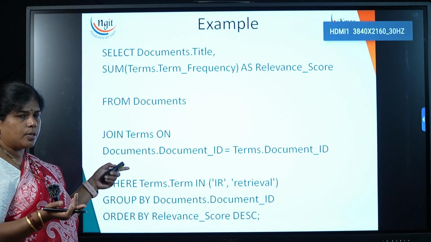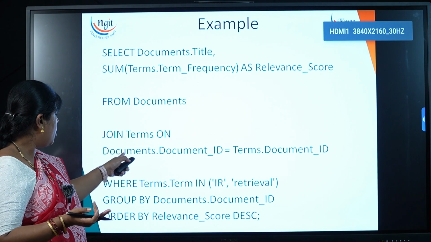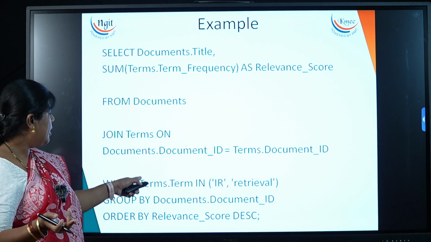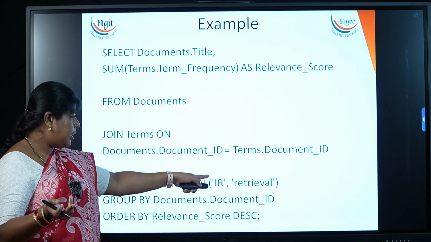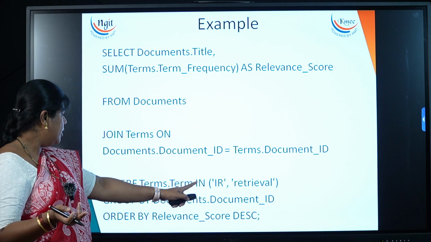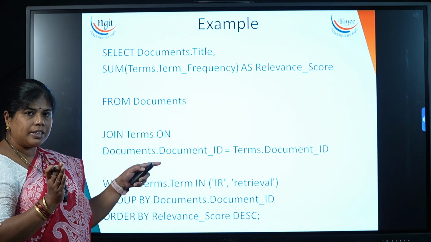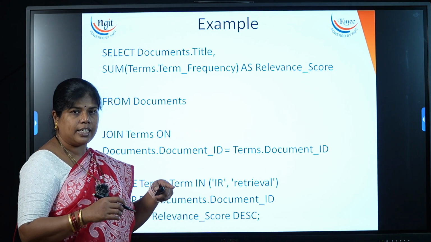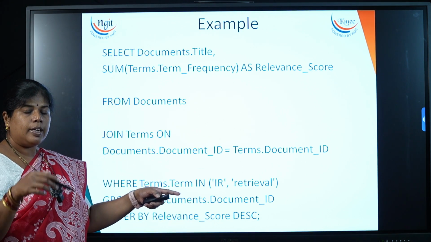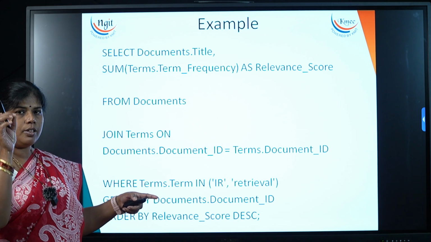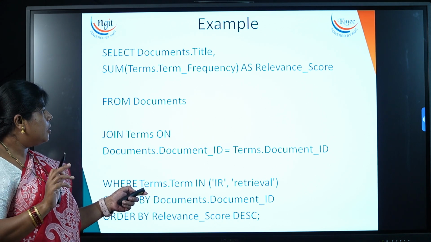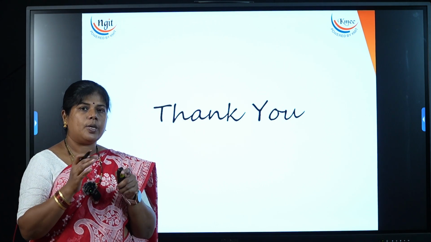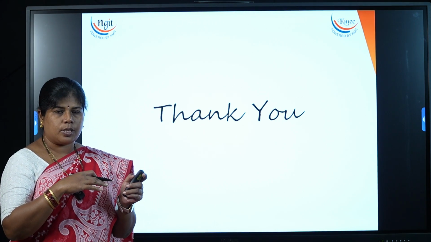and again the same process. Join terms on document.document ID is equal to term.document ID, and where term should be IR as well as retrieval, and group by the document ID and order by relevance score in descending order. Why are you going by descending order? Because the most relevant document is what you want on the top. So like this you can integrate your relational database in the information retrieval process. Thank you.